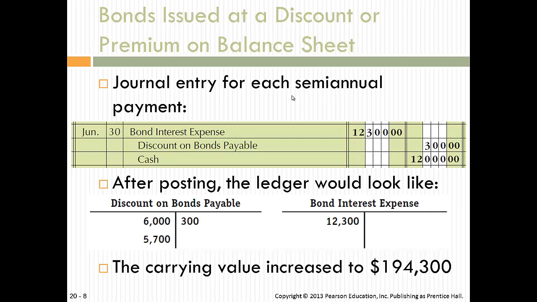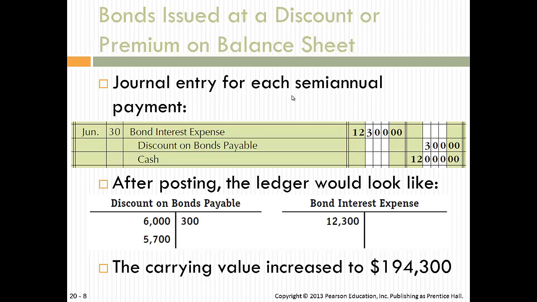Now let's look at the amortization process. In this example, the discount on bonds payable is being amortized using the straight line method. That means that on each interest date, the same amount of the bond discount is amortized. Remember that these were 10-year bonds and interest is paid semi-annually. That means we have 20 interest periods and 20 interest payments.